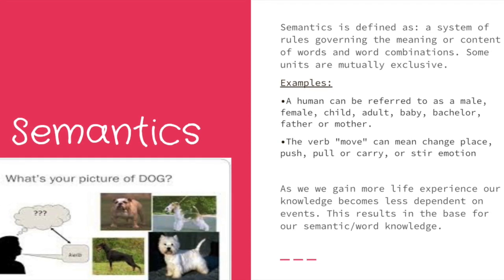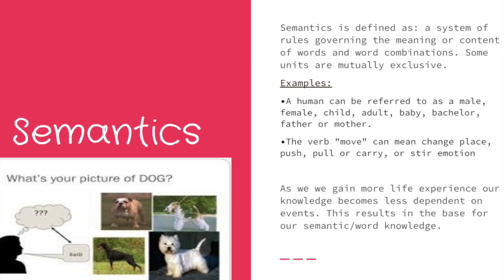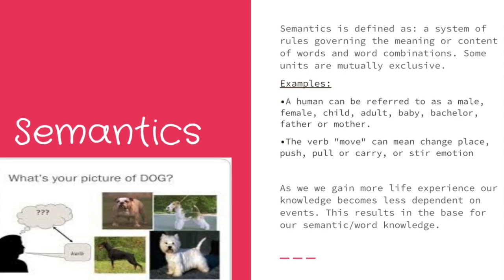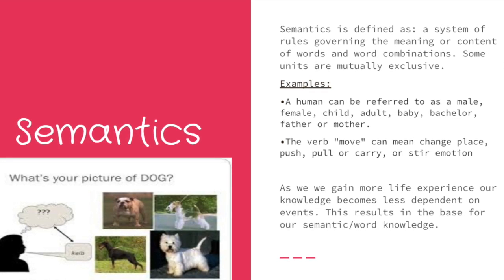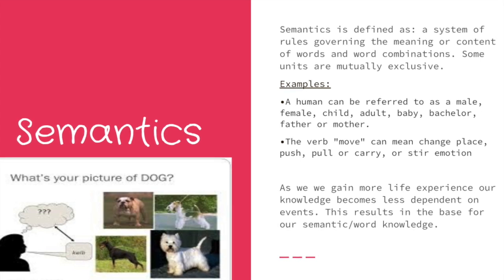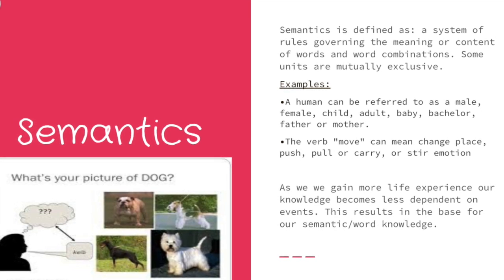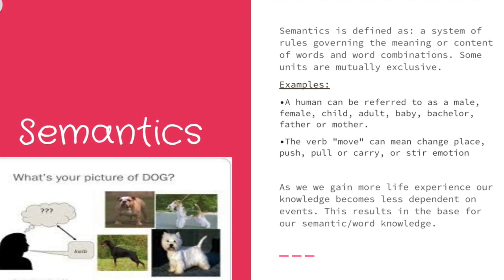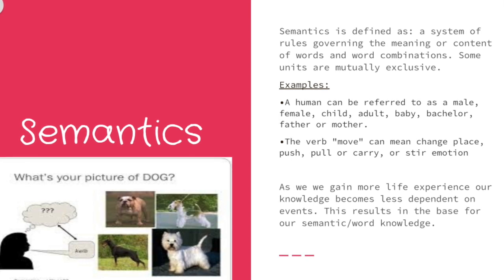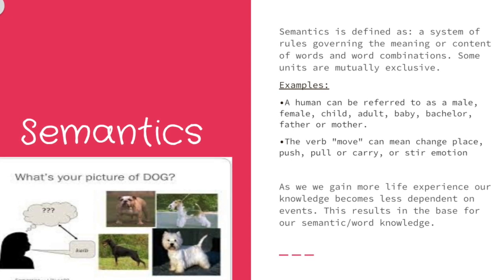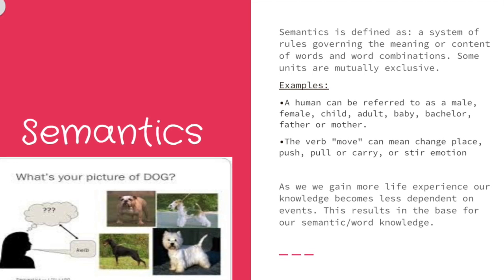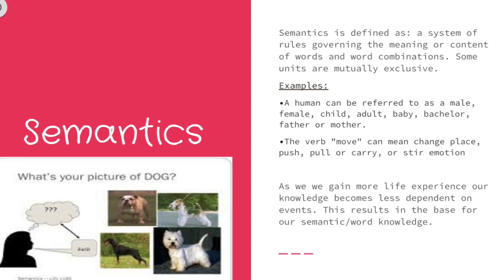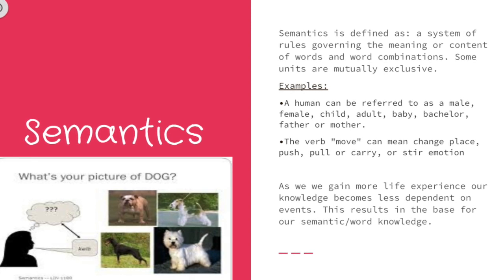As we gain more life experience, our knowledge therefore becomes less dependent on our events. This results in the base for our semantic word knowledge. In this, we need to make the clear distinction between world knowledge and word knowledge. So, word knowledge is our autobiographical and experimental memory of events. These are things that we only have emotion to attach to for ourselves. We can't explain how other people feel towards the same situation, even if it happened to the both of us. So, we would distinctly know the difference between world knowledge and word knowledge.